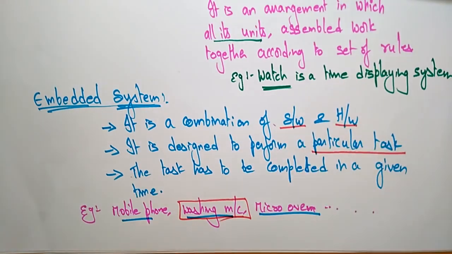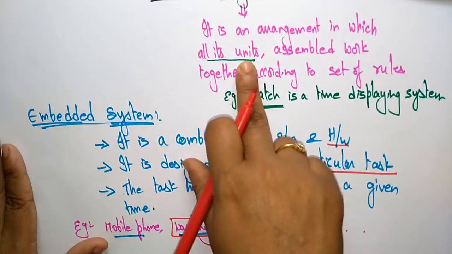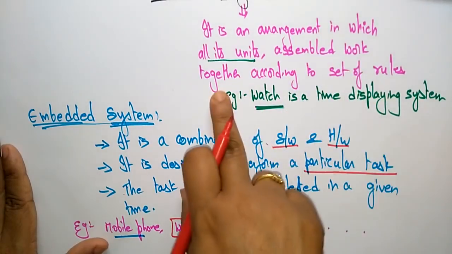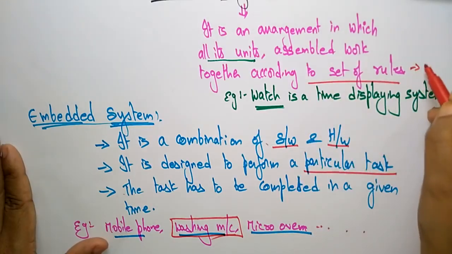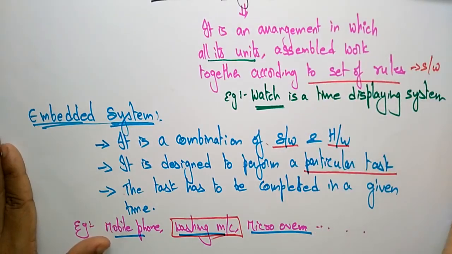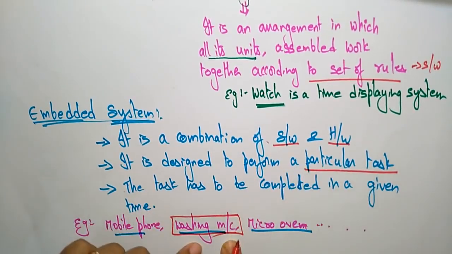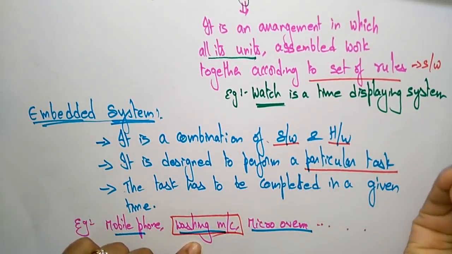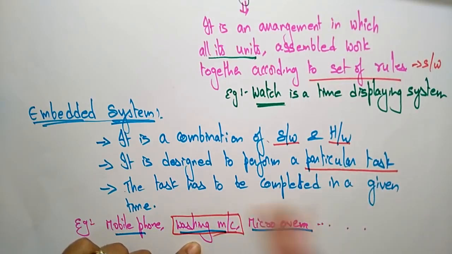The hardware means a set of components, like the drain machine and some different components. All the units are assembled. Whatever units are present in the washing machine, all of them have to be assembled and work together according to a set of rules. According to a set of rules means it's software. So that has to be completed in a given time. Whatever the particular task the washing machine is doing, whether it is draining, rinsing or washing the clothes, that has to be completed in a given time.